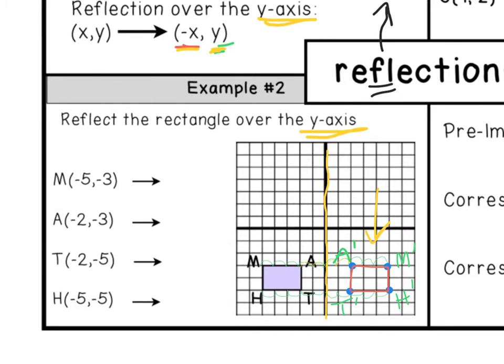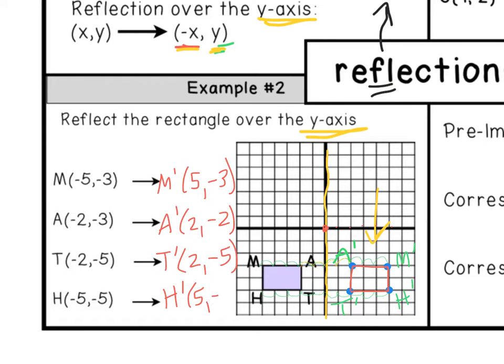So let's write our ordered pairs. M prime is, well, we start at the origin when we're naming our ordered pairs. It's forward 5, down 3. And A prime, oh, it spells math again. I just noticed that. Maybe you did too. Our A prime is forward 2, down 2. And our T prime is forward 2, down 5. And H prime, let's see, 1, 2, 3, 4, 5, forward 5, down 5.